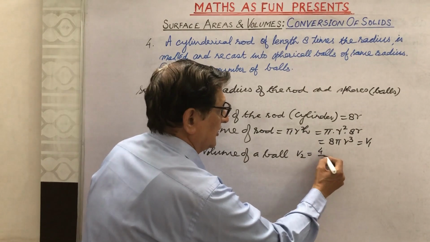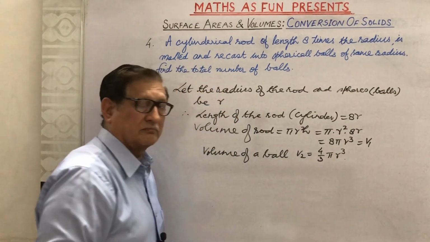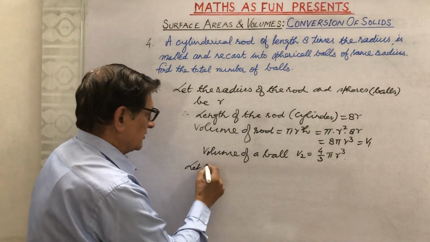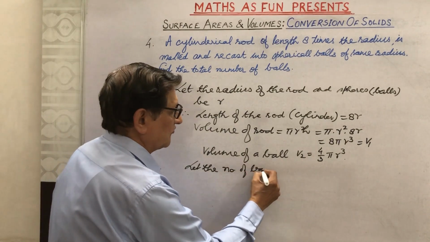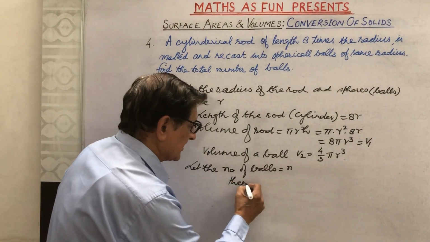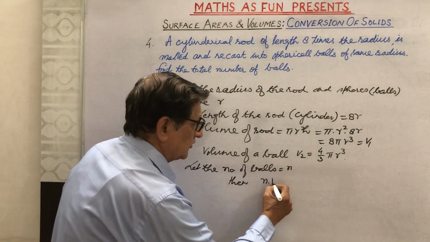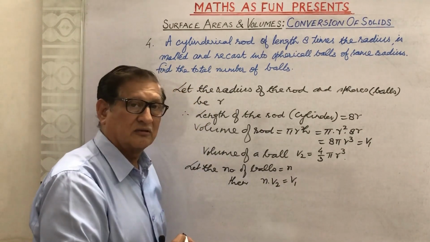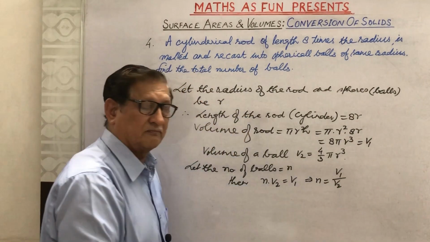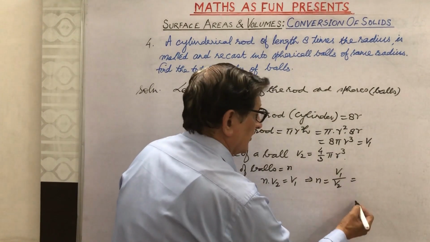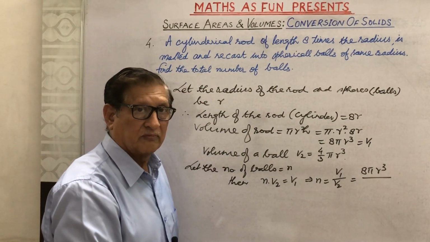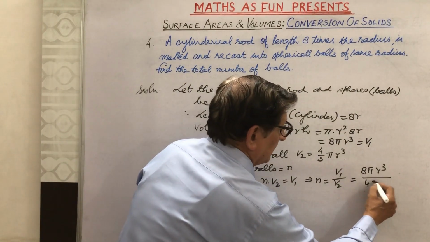We know it is 4 by 3 pi r cube. And suppose the number of balls is n. Let the number of balls which are made is n. Then can we say that n into V2 will be equal to V1? Or we can directly write here n is equal to V1 upon V2. Substituting the values, V1 is 8 pi r cube. V2 is 4 by 3 pi r cube.